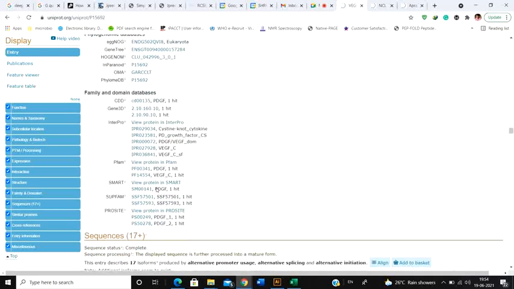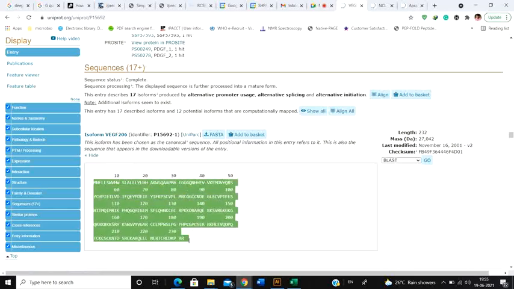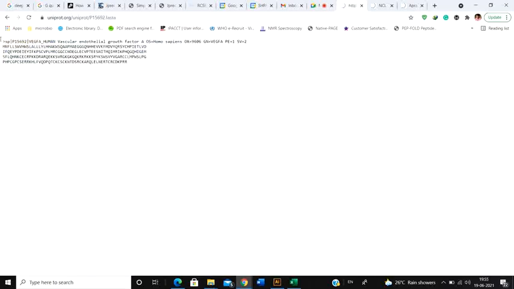And if you simply come down more, you get to see the main important thing, and that is the sequence of the protein. So this isoform VEGF206 is the major protein, and this is the sequence starting from MN, FL, SH, W. So this is where we get to see the protein sequence. But sometimes we need the FASTA sequence. How to get it? See, there's an option called FASTA. If you click it, it's going to open up the entire sequence in FASTA format.